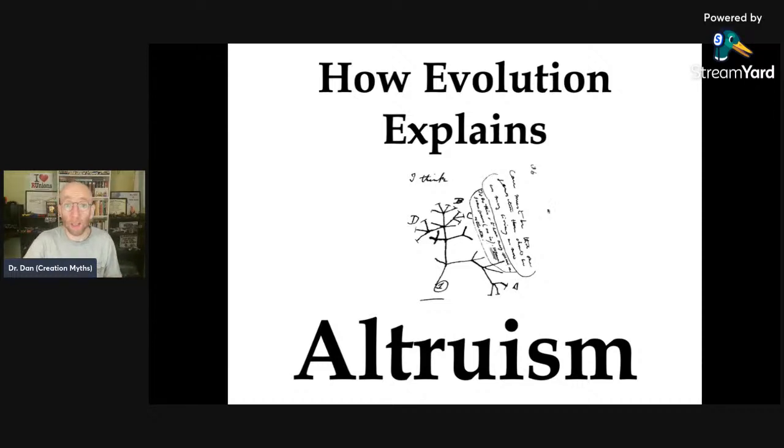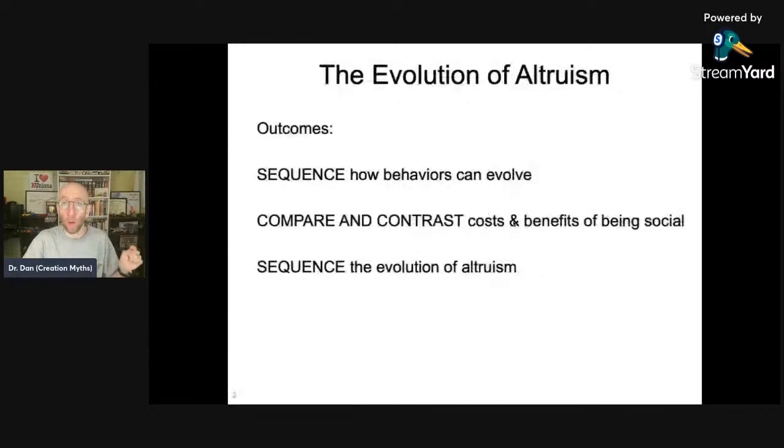Now, just like last week, I'm going to start this with the learning outcomes, just like I do in my class. So the learning outcomes for this topic are, first, we want to sequence how behaviors can evolve. What does that process look like? Very broad strokes. I'm not going to get into a whole lot of details here, but we want to have an understanding of how behaviors can actually evolve via selection. Then we want to compare and contrast the costs and benefits of being social, right? So you have organisms living in a social group rather than in a solitary fashion.